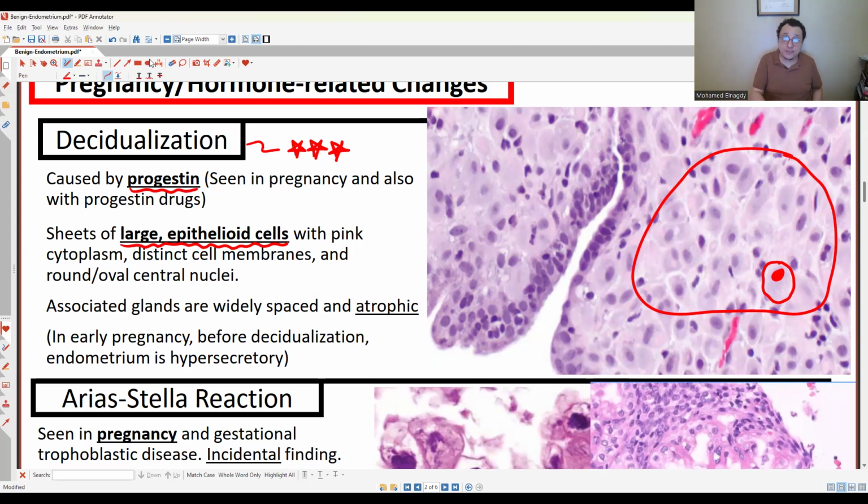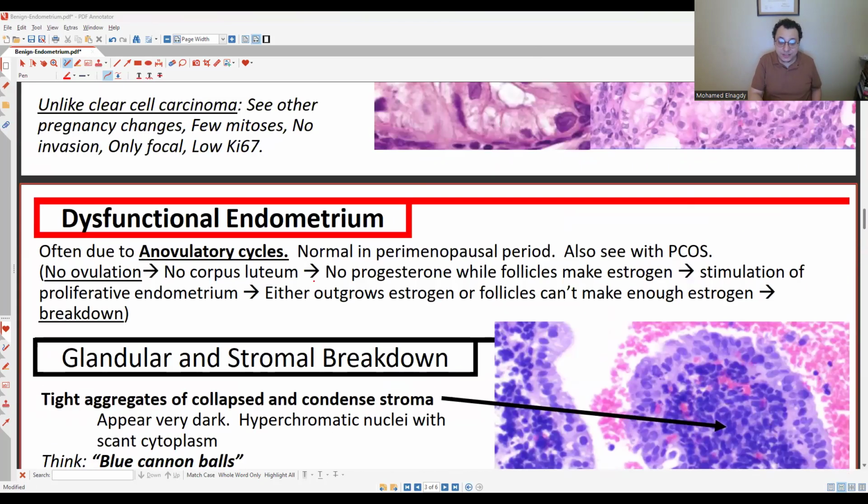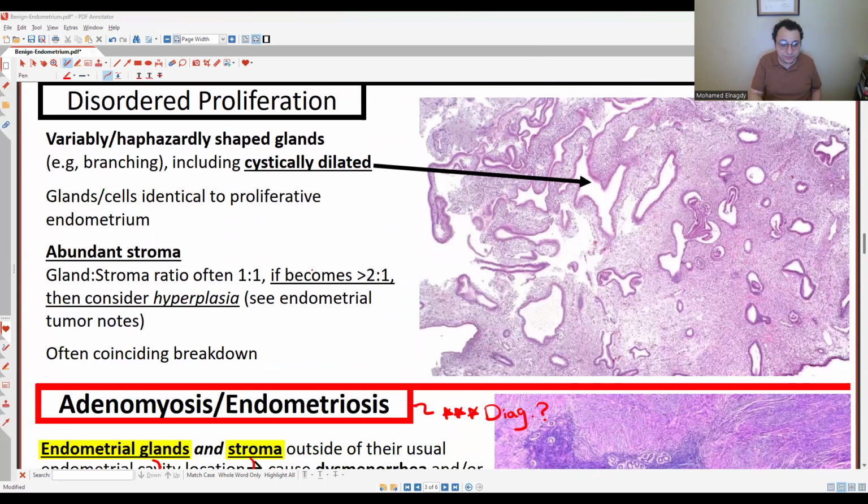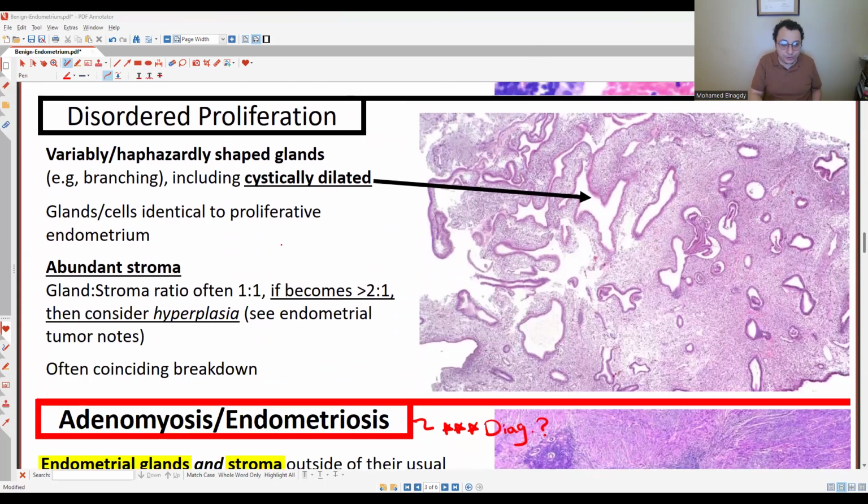However, what does the progesterone do to the glands? Anybody know? What does the progesterone do to the endometrial glands? Maintain them, I guess. Not really. They actually lead to endometrial glandular atrophy. They might lead to some kind of glandular atrophy. And this is what you will see later, in the dysfunctional endometrium. I will show it to you.